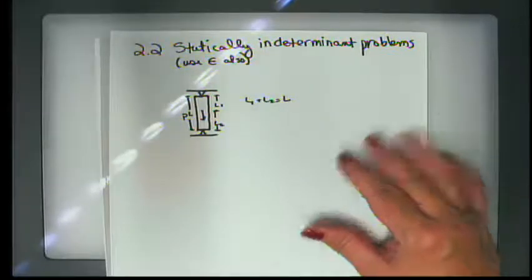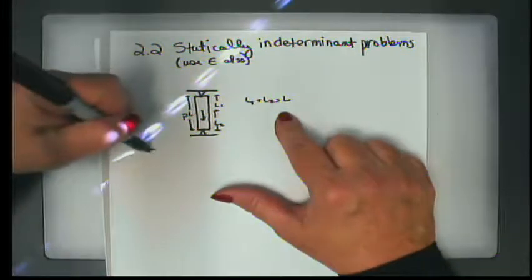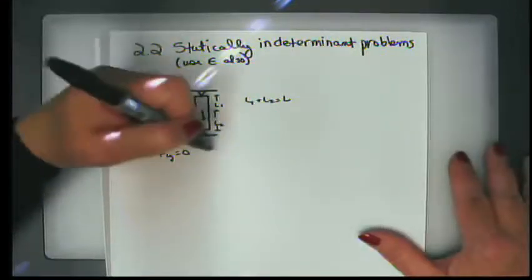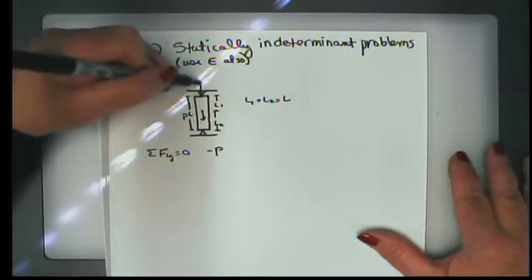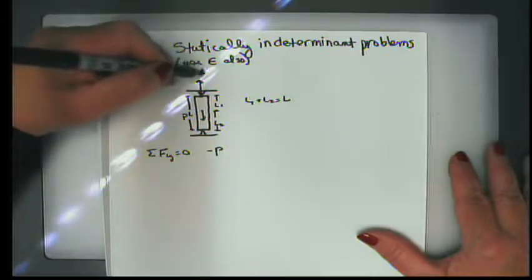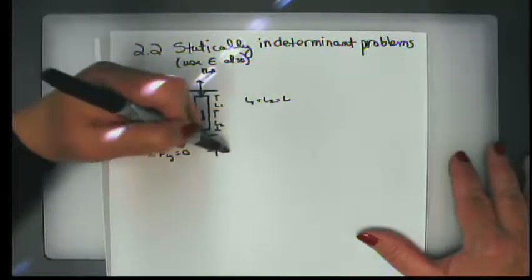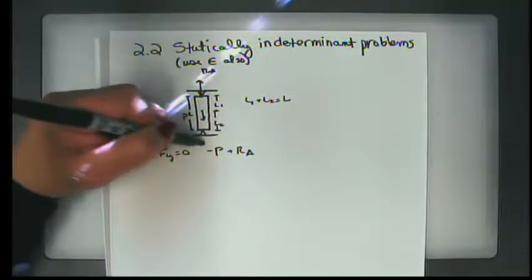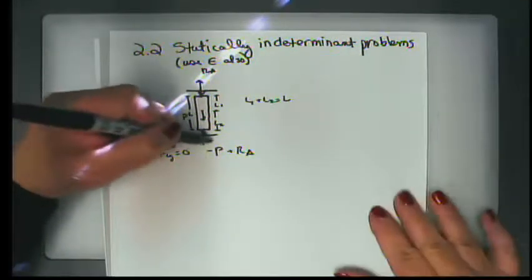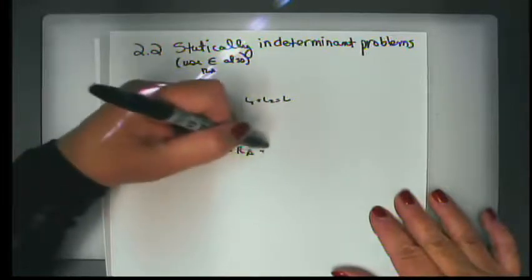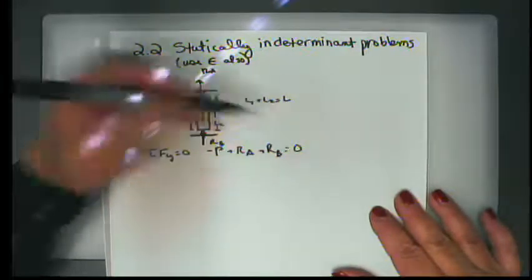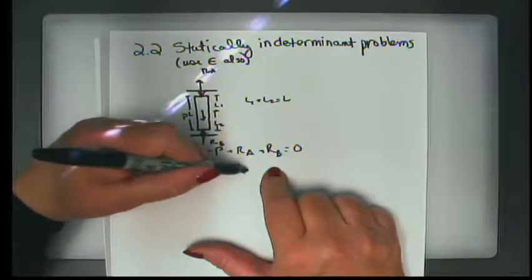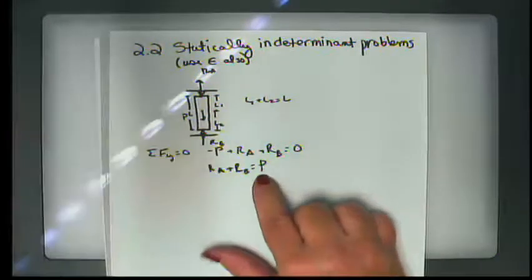All right, now if we do statics, we say summation of forces in y equals 0, and we say negative P, and we know that we're going to have some sort of a reaction, which we could call the reaction at A, plus the reaction at B. Since we don't know the direction, we'll call this positive as well. So we could say that the reaction at A plus the reaction at B is equal to P, which is that applied load.